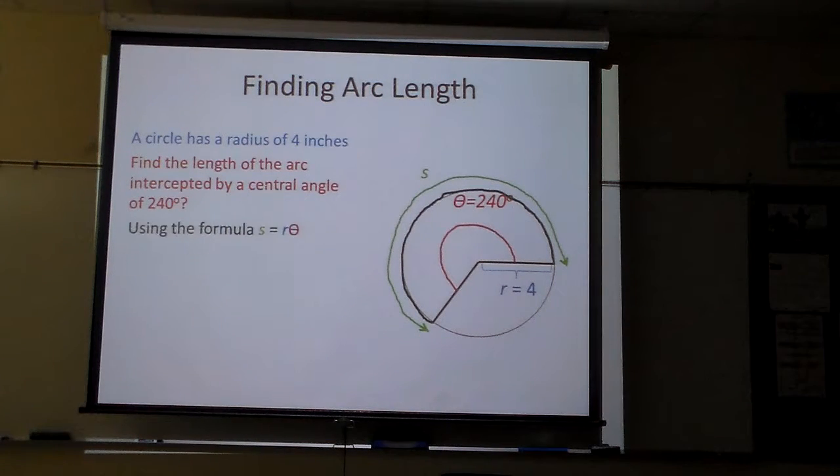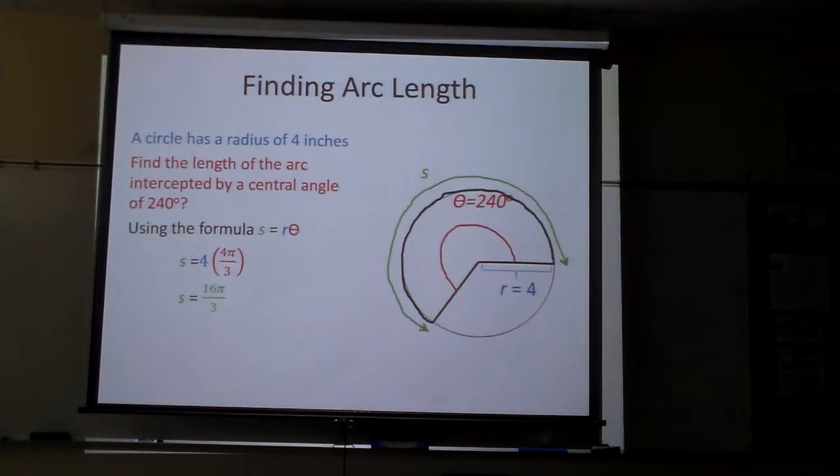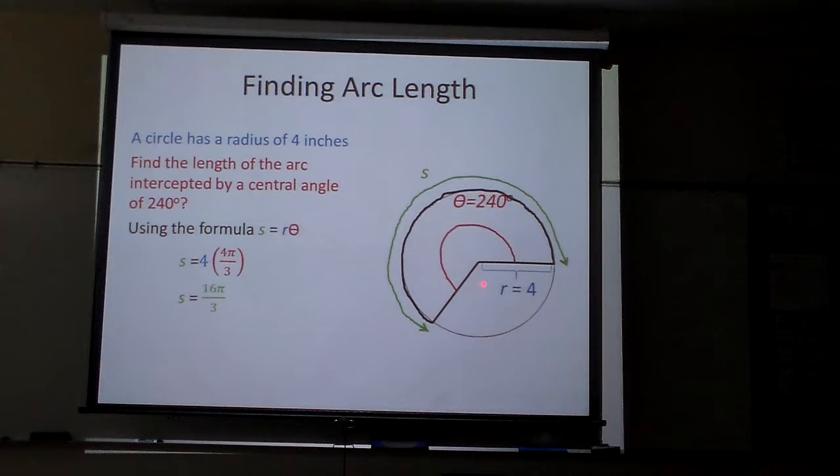Then to find the arc length, it's just the radius times theta. Well, the radius is 4, and theta is 4 pi over 3. So 4 times 4 pi over 3 is 16 pi over 3. That's all it was. But I have to convert degrees into radians, and to find the arc length, it's just the radius times the angle, and the angle has to be in radians, not degrees.